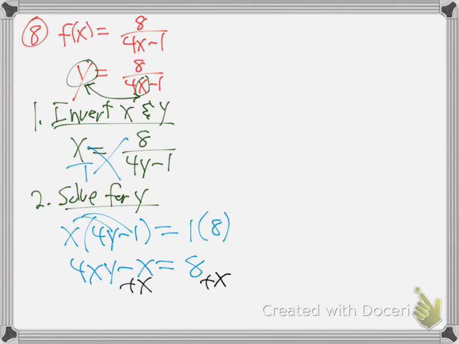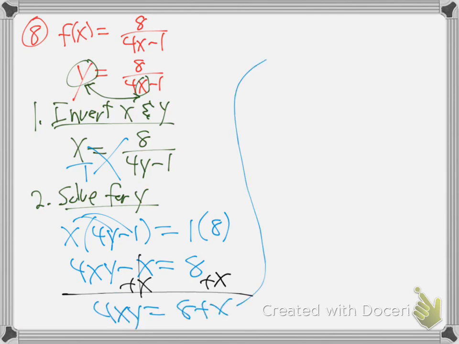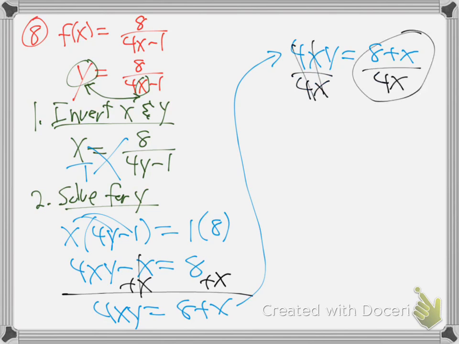So add x to both sides. Gets rid of that. 4xy is 8 plus x. How do you finish getting y alone? Divide by the 4x. Boom, boom. There it is. That's the inverse function. See how that is, it's the opposite function from the original function.